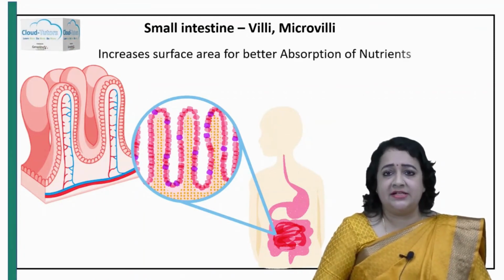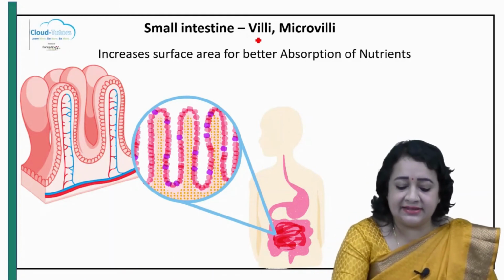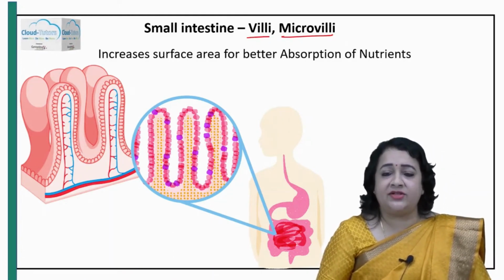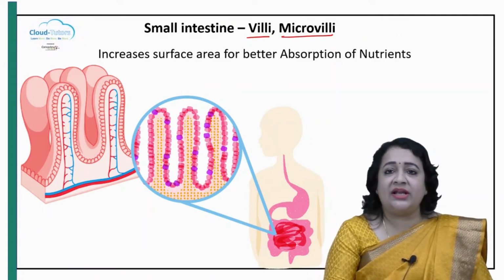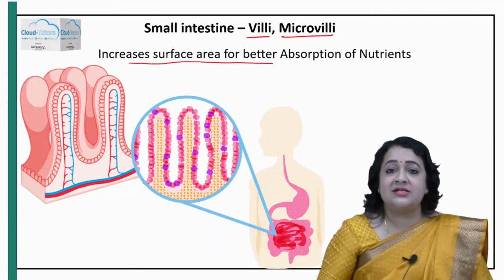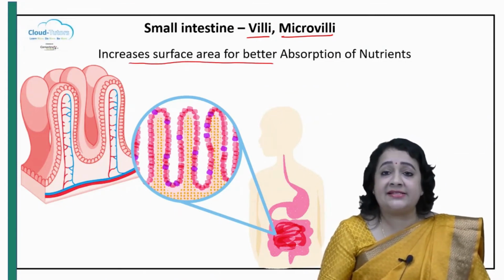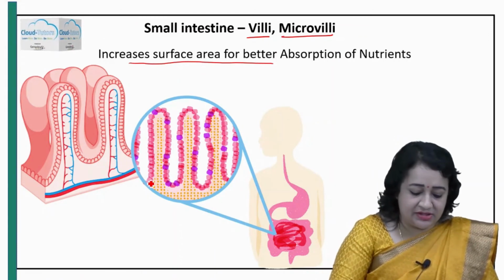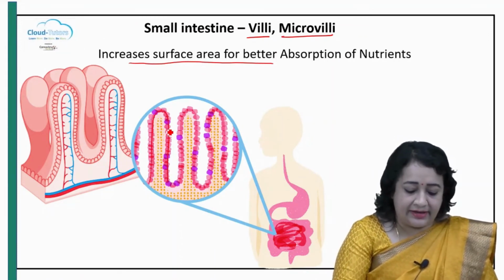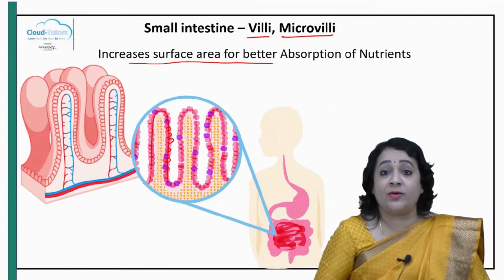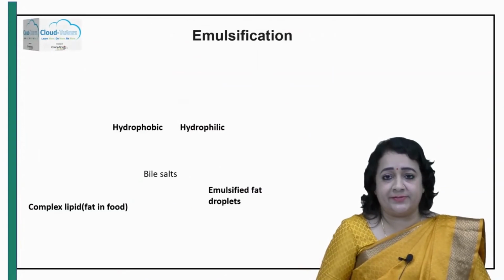small intestine is. The small intestine basically has villi and microvilli, the inner layer of the small intestine. These villi and microvilli increase the surface area of the small intestine, and this helps in better absorption of the nutrients. You can see here, these are the villi and these are the microvilli. So villi and microvilli increase the surface area for absorption of the nutrients.